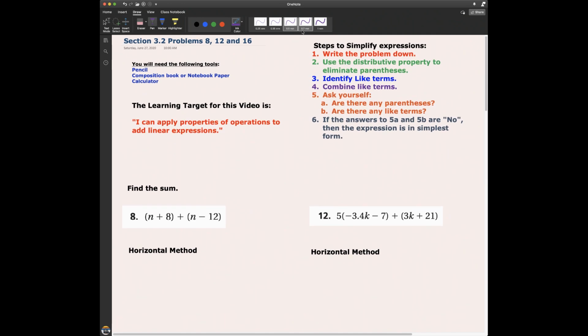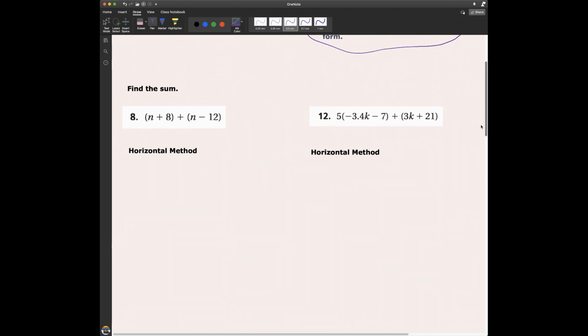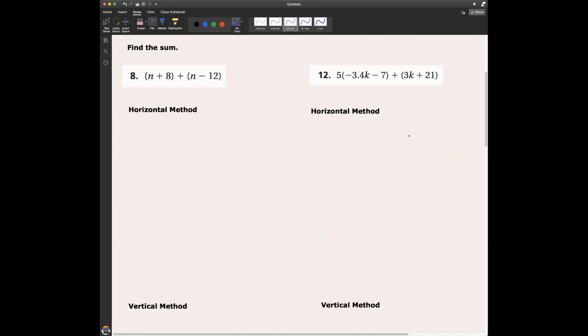Remember, we have these steps that we're going to use to simplify our expressions, and these steps will still come into play as we work through these problems, especially when we use the horizontal method to simplify or find the sum of our linear expressions. All right, so without further ado, problem 8.